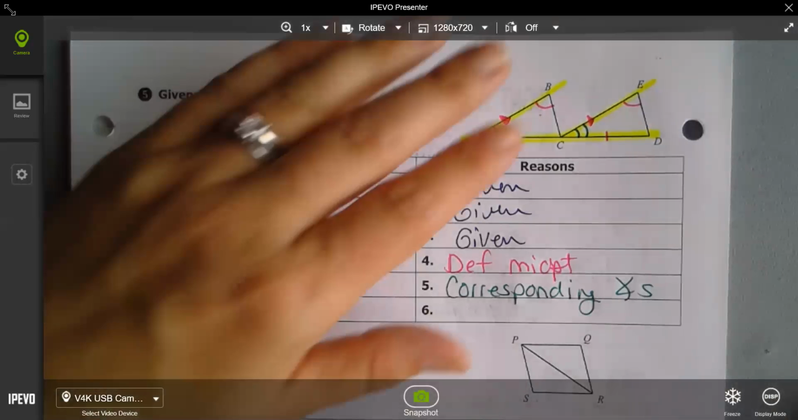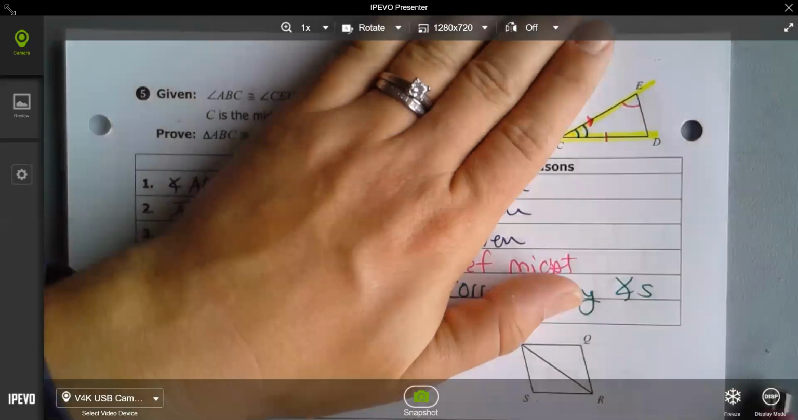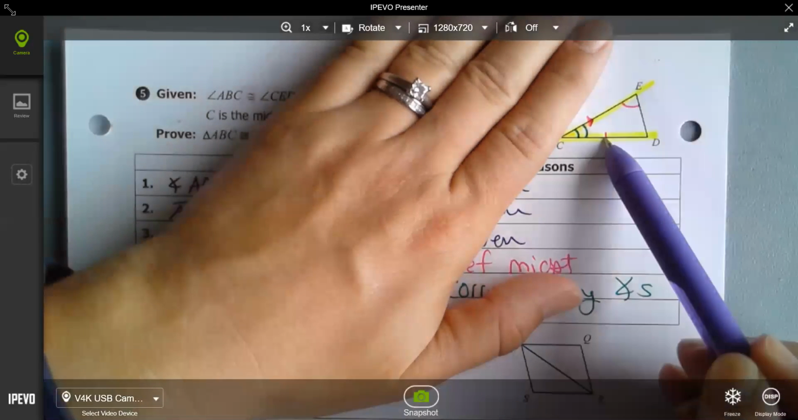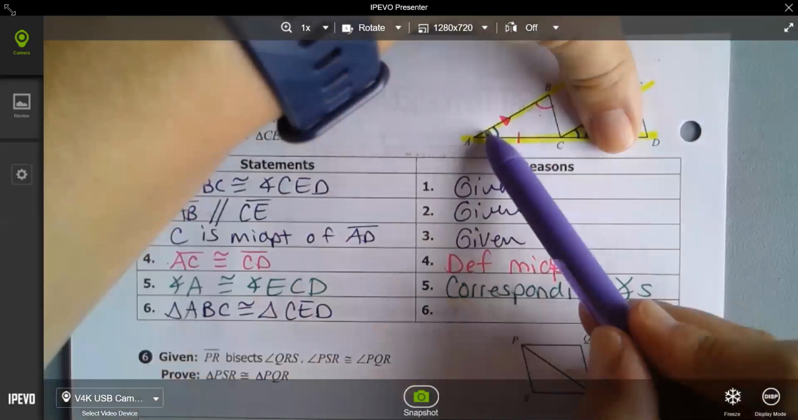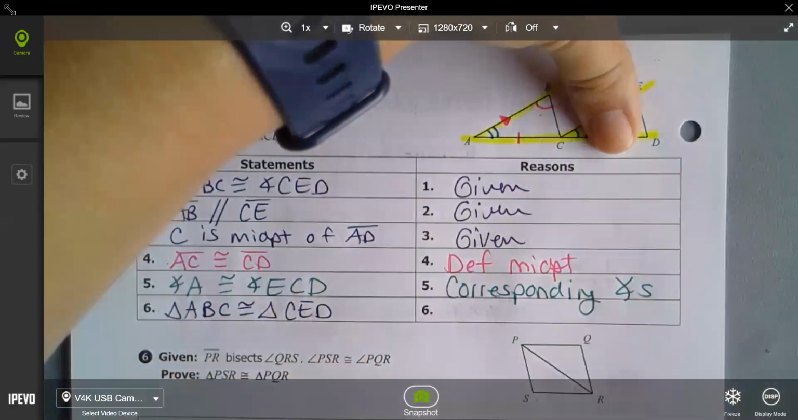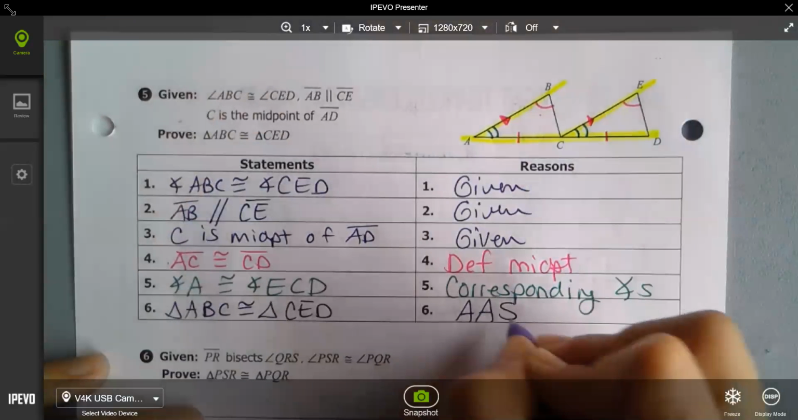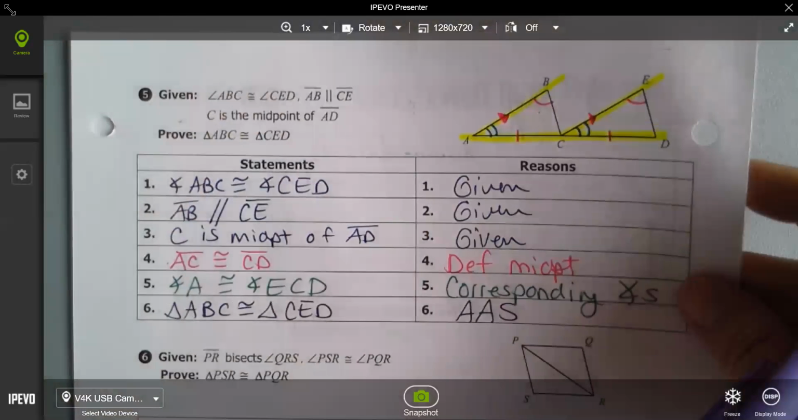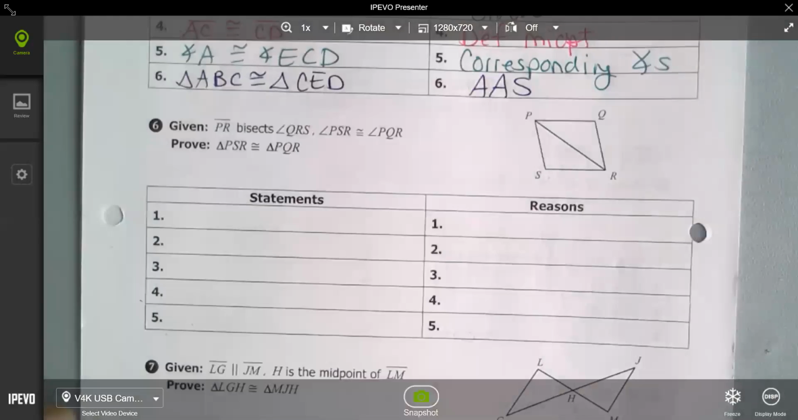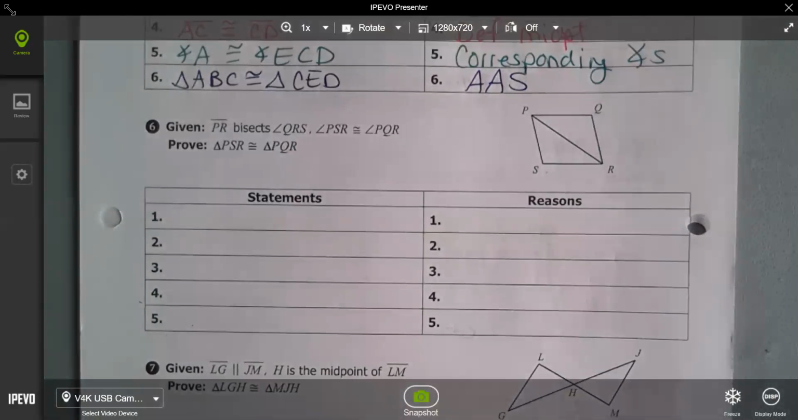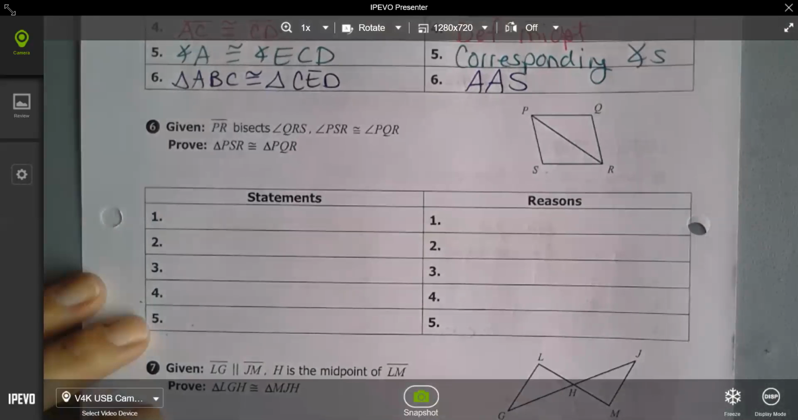All right, so what do we have? If I look at one triangle at a time, I've got two angles and a side, and here I've got two angles next to each other and a side. So this is going to be angle, angle, side. Try this one on your own. Number 6, you can do this one. 100%, you can do this one.